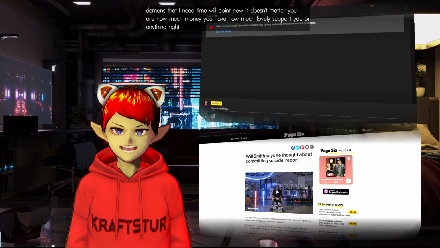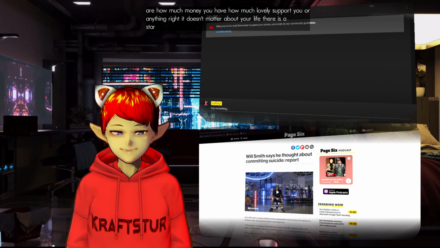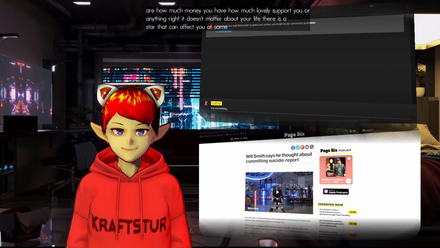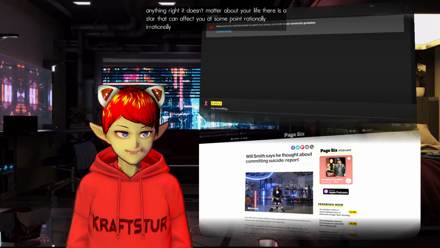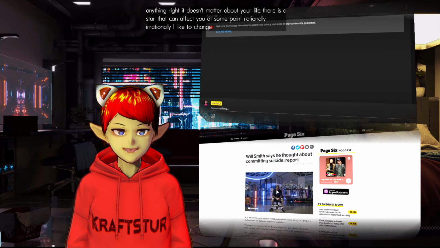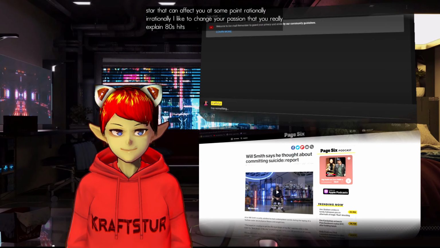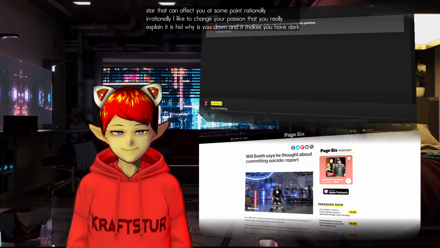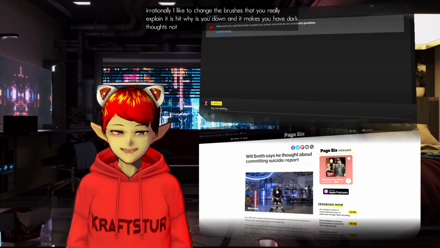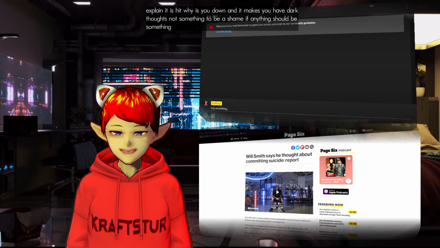It doesn't matter about your life as a whole. There is just stuff that can affect you at some point, both rationally and irrationally. A lot of the times irrationally, that you can't really explain, but it just hits you and it weighs you down and it makes you have dark thoughts. And that's not something to be ashamed of. If anything, it should be something that's spoken about more.